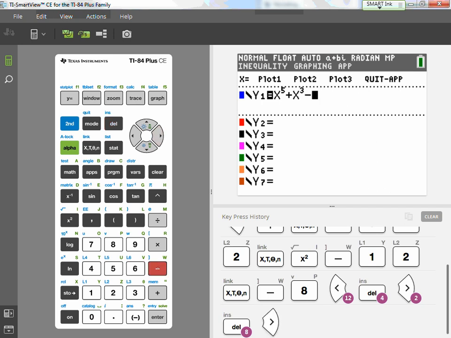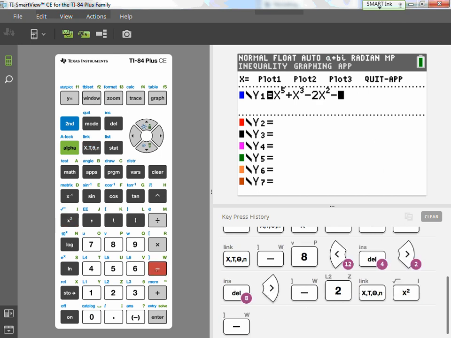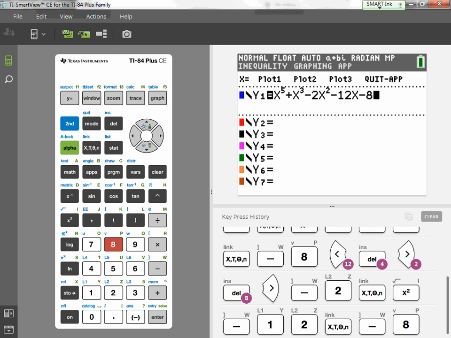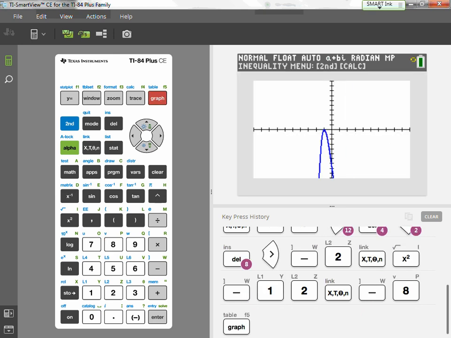All right, minus 2x squared minus 12x minus 8. And when you graphed it, we got something like this here, yes? So how many solutions did we say this had? 5, yes? It's going to have 5 possible rational solutions, or 5 possible solutions, because the degree is 5, yes?